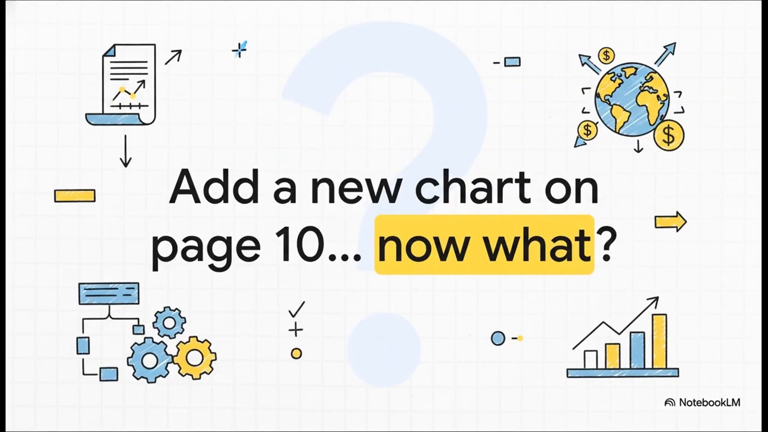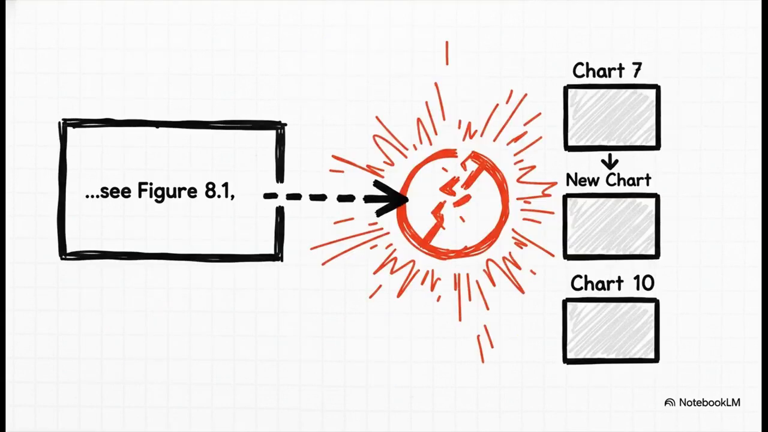Okay, let me paint a picture for you. I bet this has happened to some of you. The report is basically done, and then someone says, hey, can we just add one more chart back on page 10? Manually, this is where the panic sets in. And just like that, total chaos. Every single figure number after that new one is now wrong. And all those places in your text where you wrote, as shown in figure 8.1, well, that reference is now pointing to the completely wrong thing. Trying to find and fix all of those manually in a 200-page document is an absolute nightmare.